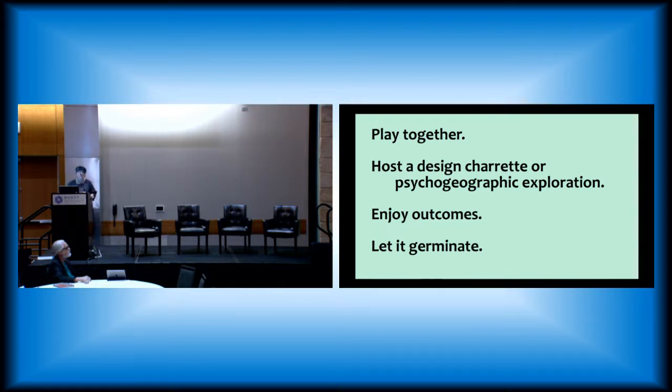But I think a really interesting idea when you're working with diverse people is to play together, to host a design charrette or a psychogeographic exploration, which means going through a space and saying, how do I feel in the space, how would I like to feel? And then do some sketches, do some designs, do some discussion, enjoy the outcomes and document them, and then let it germinate. Don't think that something has to happen because you first have a partnership.